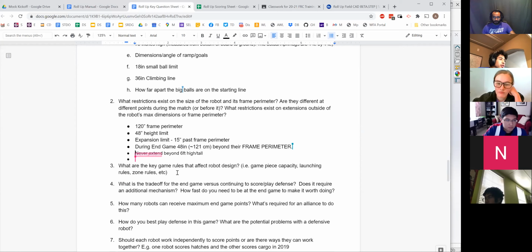Oh, did we already put weight limits? We have not. That's a good idea. Yes, we can type weight limit in there.